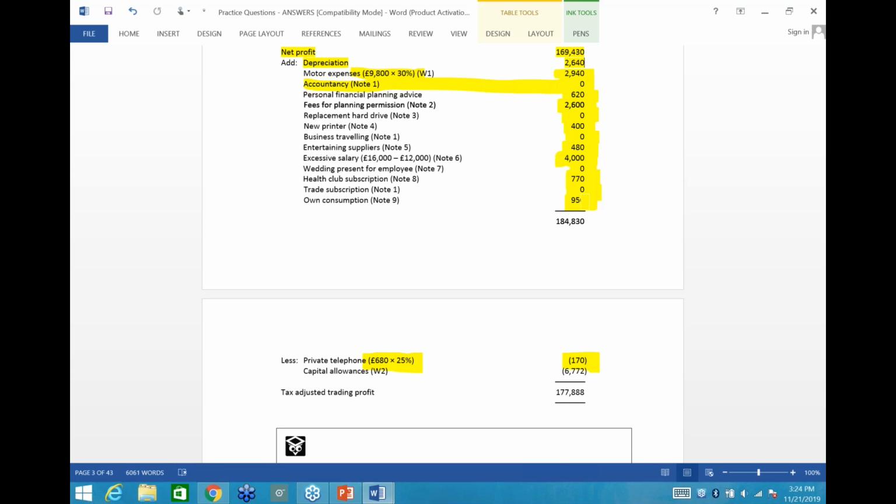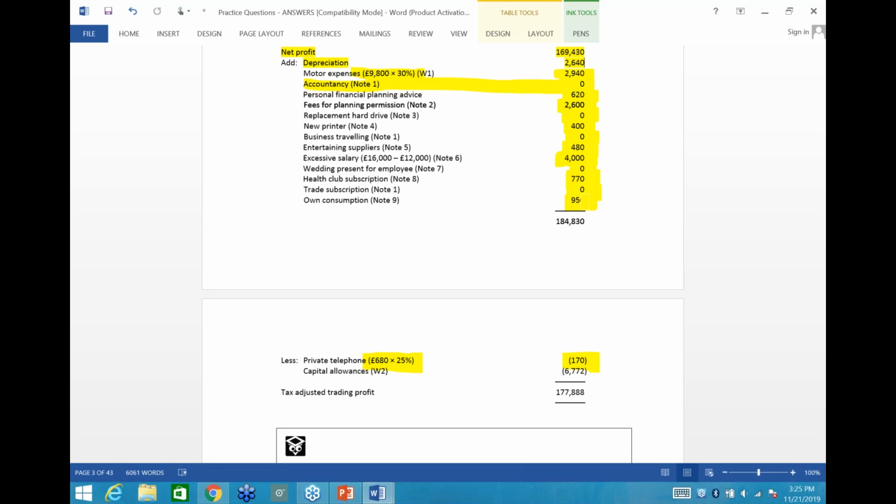Even though it's a low emission car, if it is a used one, you include it in the main pool, and later you can claim WDA at 18%. But if it is a high emission car where the carbon dioxide emission is more than 110 grams per kilometer, then it's included only in the special rate pool. If the carbon dioxide emission is between 51 to 110 grams per kilometer, then it's included in the main pool.